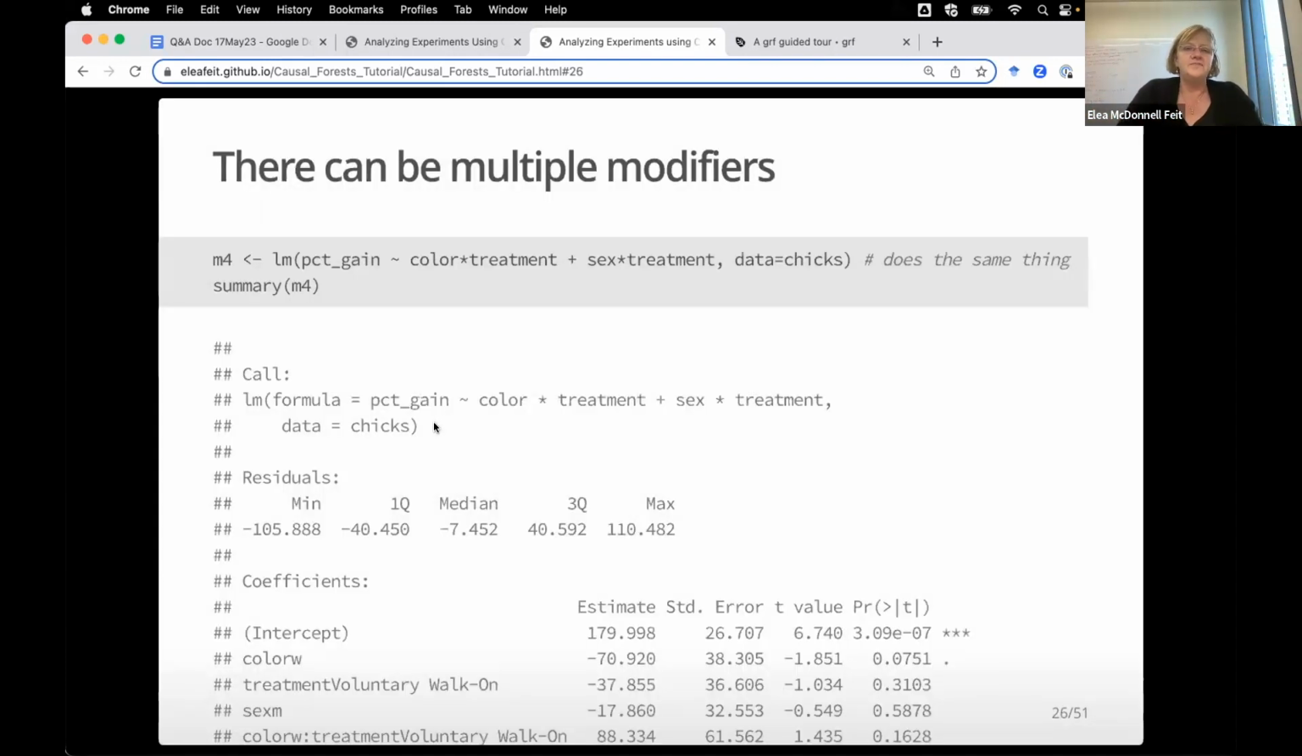All right. The last thing you need to know about modifiers before we're ready to get to the causal forests: there can be multiple modifiers. You can have as many modifiers as you want. So we have color and sex, and I can put both of them in.